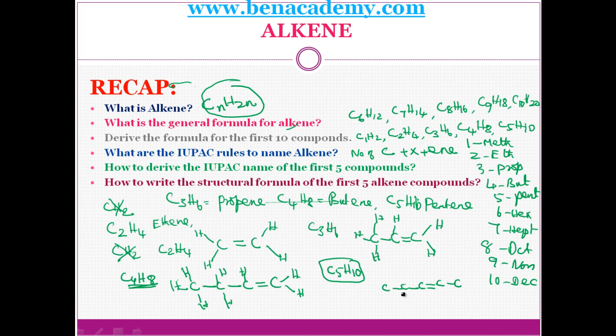Now count the valencies and make it 4. Here only 1 bond is there, so 3 more required. For this carbon 1 plus 1, 2 are there, 2 more required. For this carbon 1 and 2 on this side, so totally 3, 1 more required. For this carbon 2 plus 1, 3 are there, 1 more required. For this carbon only 1 is there, so it requires 3 more. Now fill all the bonds with hydrogen. That should be totally 10. 1, 2, 3, 4, 5, 6, 7, 8, 9 and 10.